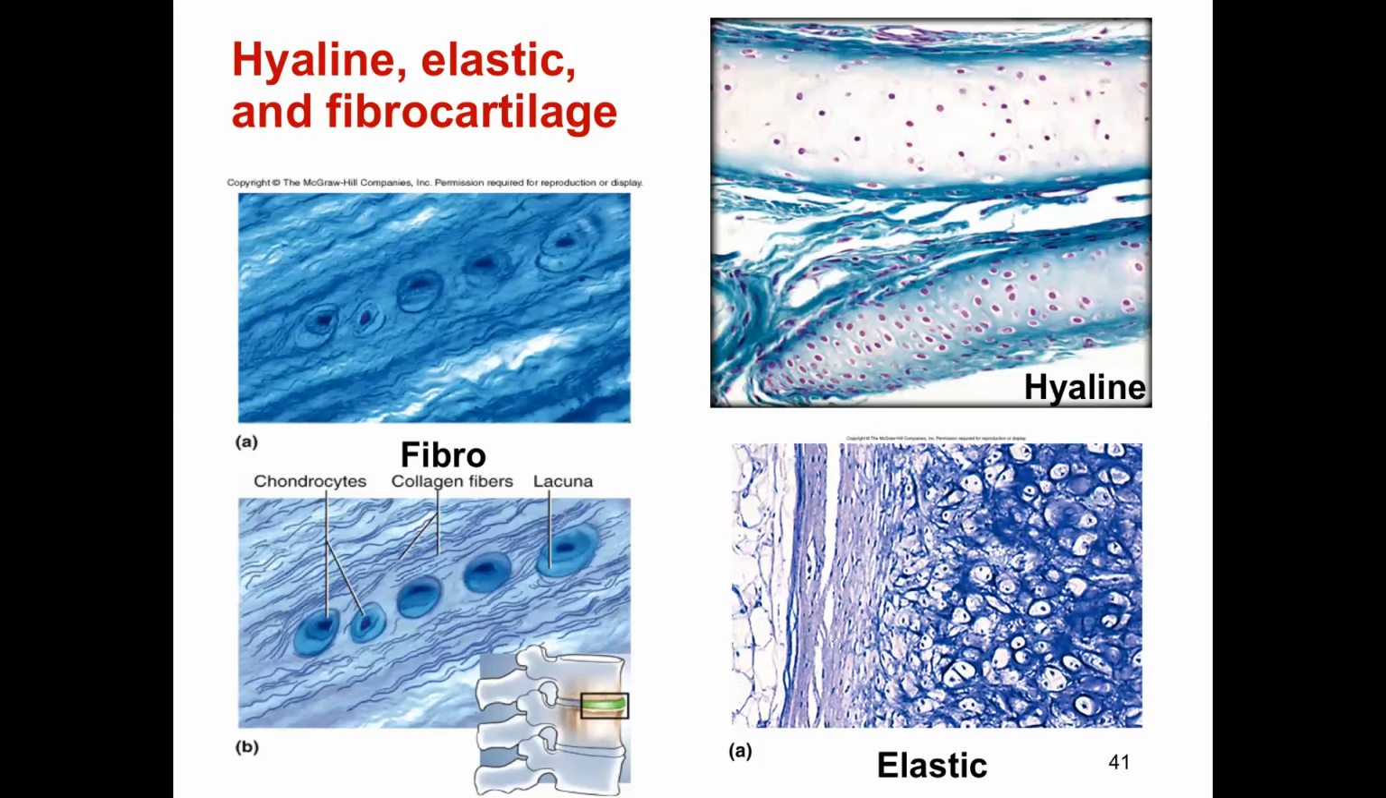And then you also have elastic cartilage. So this is going to have elastin in it, and this is a flexible cartilage. You're going to find this in the end of your nose and the pinna of your ear. Okay, so it's collagen and elastin.